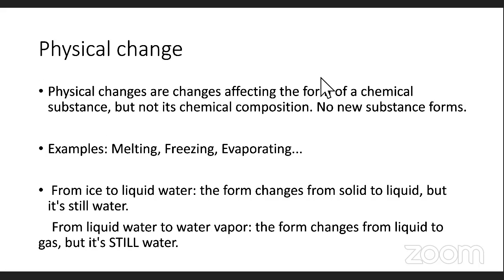Okay, so today let's first talk about physical change and chemical change. So the definition of physical change is physical changes are changes affecting the form of a chemical substance, but not its chemical composition. No new substance forms. For example, melting, freezing, and evaporating.